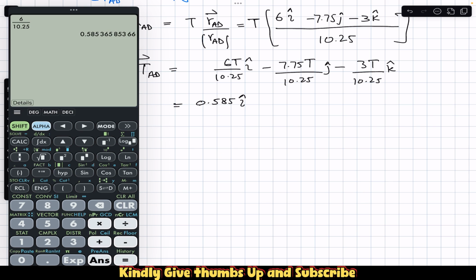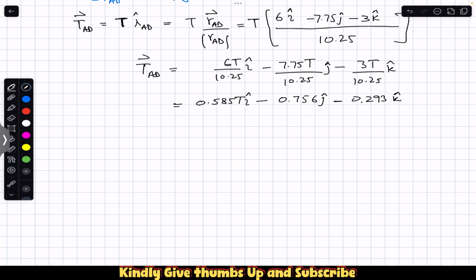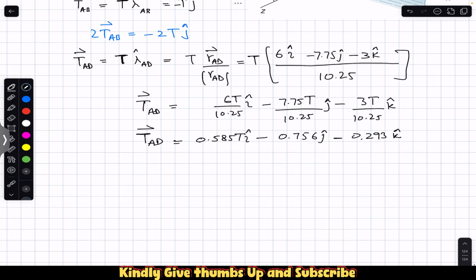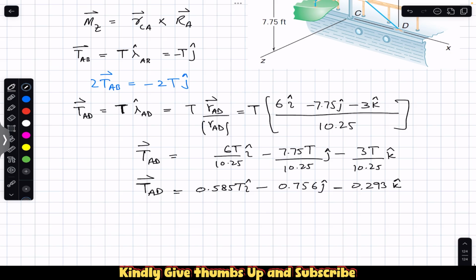0.585 I, and with T, 0.585 Ti and minus 7.75 divided by 10.25 gives 0.756 J, and 3 divided by 10.25 gives us minus 0.293 K. So this is the tension from A to D. It is the vector representation of that tension, which has the same magnitude of T.